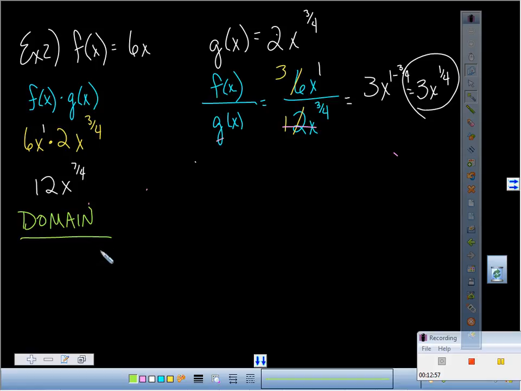Nope. The other class didn't remember either. When I say domain, you used to say x's, right? But now when I say domain, you need to think restrictions. Do you remember this? Restrictions.